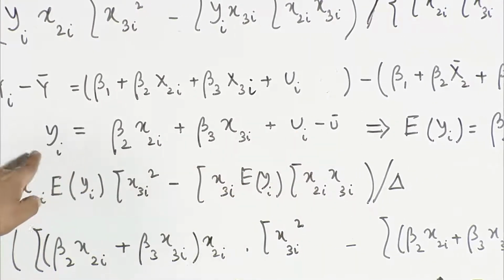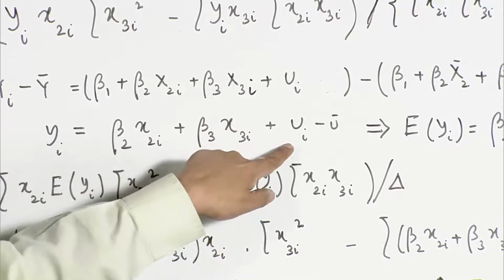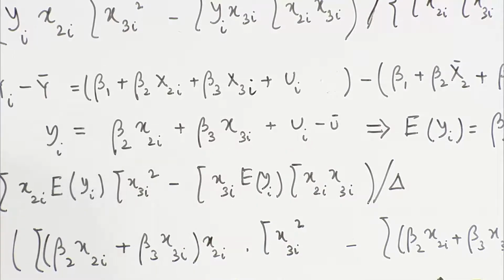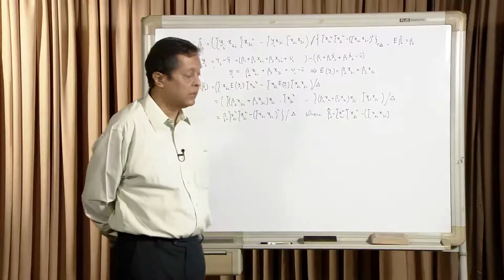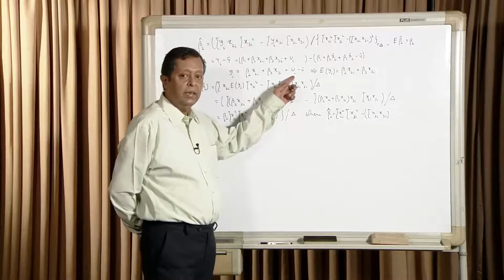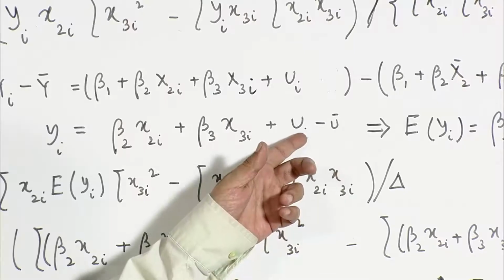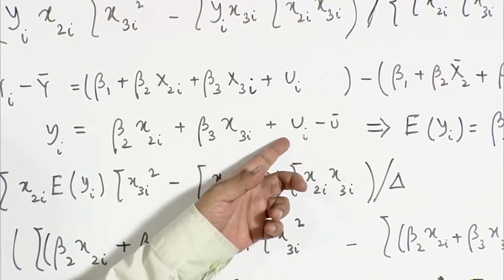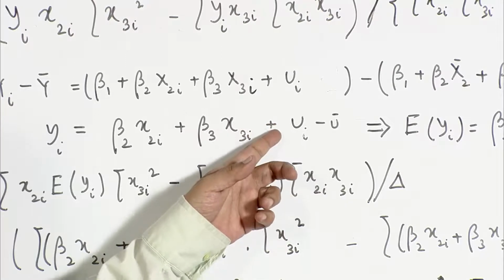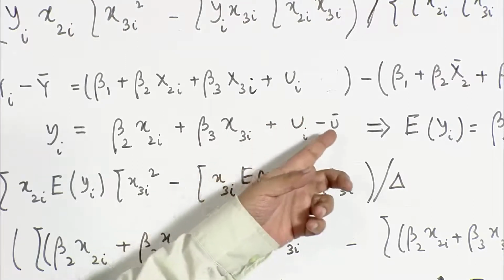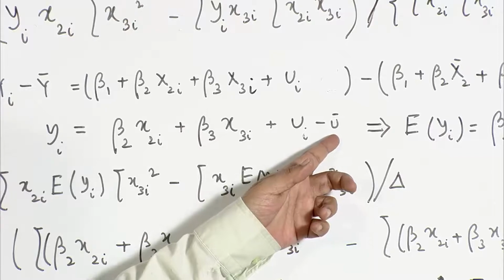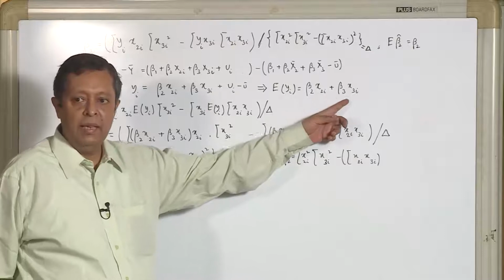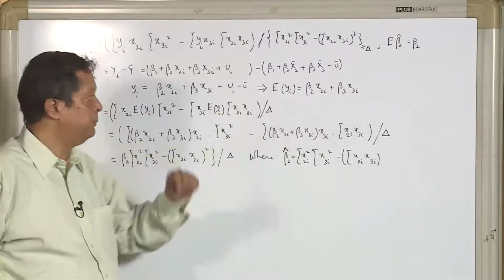Taking expectations, we find that expectation of ui and expectation of u bar will be each equal to 0. Viewers, please recall the properties of the classical model, where we say that ui follows a statistical distribution with 0 mean. We have not yet specified the distribution, but the mean is equal to 0. So, expectation of ui is equal to 0, expectation of u bar is equal to 0. Therefore, expectation of yi is beta 2 x2i plus beta 3 x3i in deviation form.